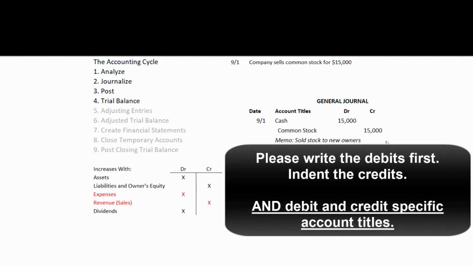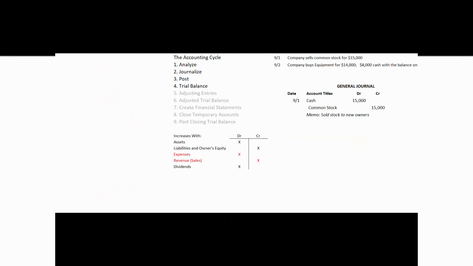One of the biggest mistakes beginning students make is they use phrases and sentences up here when we should use account titles. For example, we don't debit cash from sale of stock. We debit cash. If you want to write a sentence, please put that down here in the memo section to remind ourselves and the next user exactly what just happened.